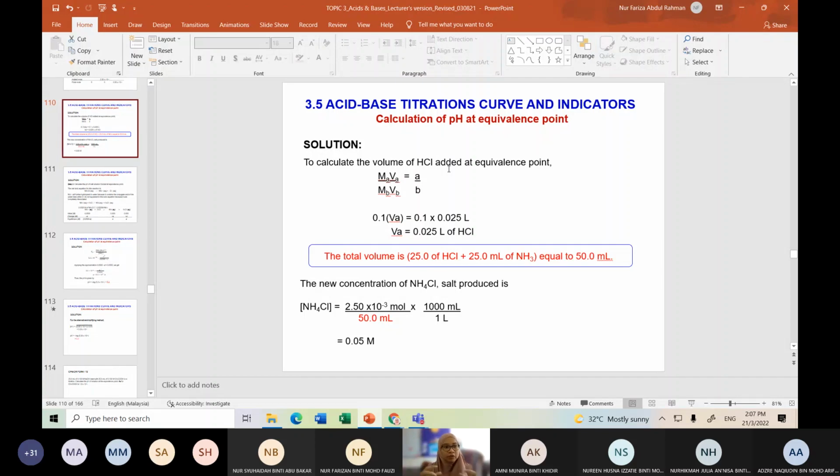Equivalent point. The root word is equal. Equal means what is equal at this equivalent point? What are actually in equal amount at this equivalent point? So at equivalent point, we have the mole of acid equal to the mole of base. Okay, so when these two have the same mole, these two will be totally consumed. That means they will be neutralized by one another. Okay, they will be totally neutralized, and there's no acid and also there's no base.